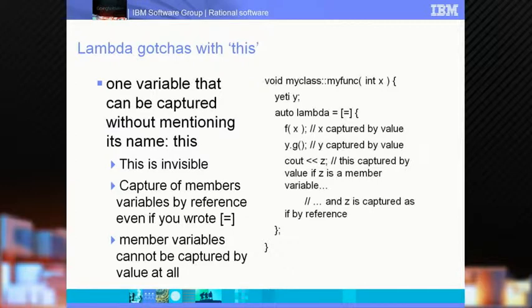Herb was one that brought this up to the standard, and I essentially duplicated some of his wording here, where it says that one variable that can be captured without mentioning its name is this. It's almost invisible, but it is captured. It's captured by value implicitly, and because of that, the members are captured by reference. And you can see that in the code here, where f of x is embedded inside a class, x is captured by value, y is going to be captured by value, because I said that in my capture statement with the equal sign. But z, which is a member, is going to be captured as if by reference, because this is captured by value and z is a member variable. That's pretty strange for most people. Okay, how many people find this kind of odd? Some of you, yeah.